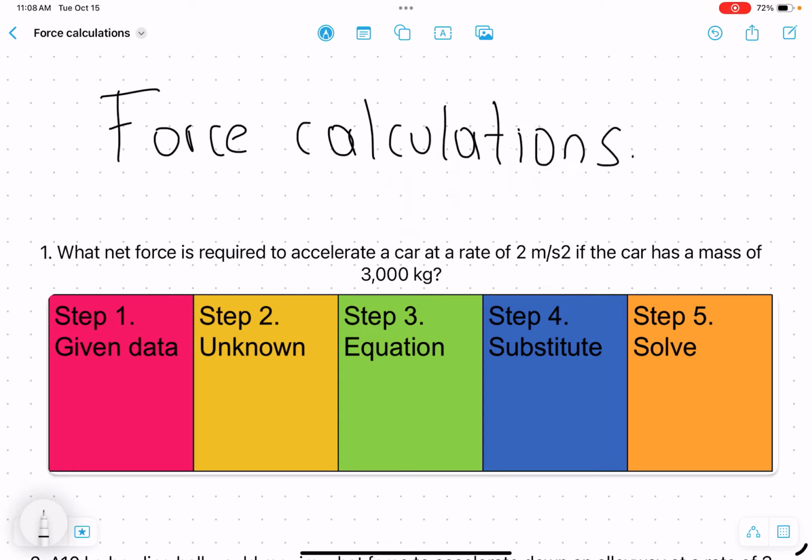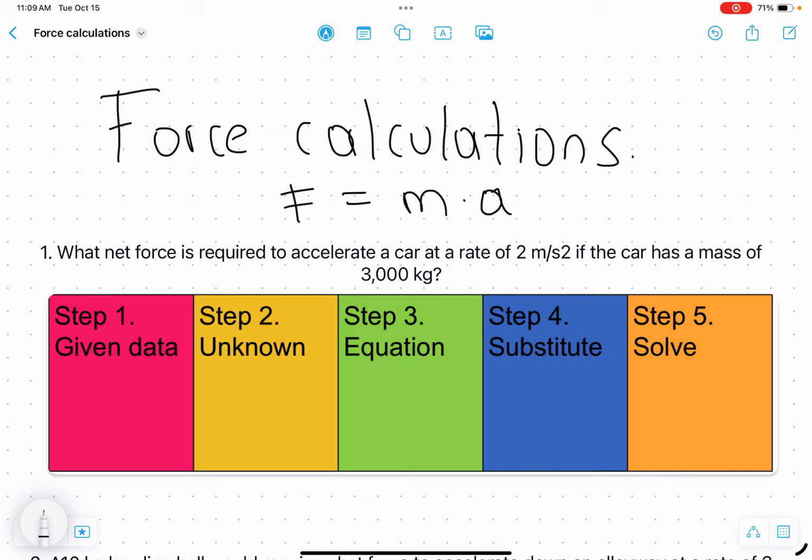As you know, we are going to use the formula from Newton's second law, F equals mass times acceleration. Okay, we have this problem here. What net force is required to accelerate a car at a rate of 2 meters per second square if the car has a mass of 3,000 kilograms?